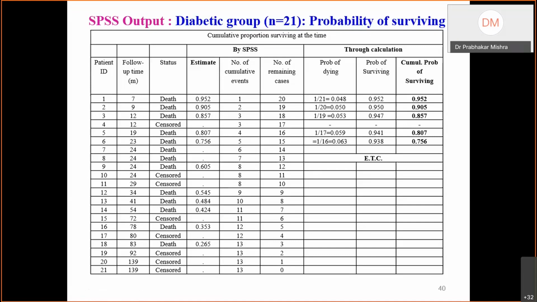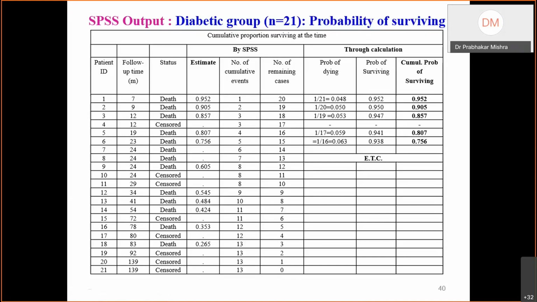It means that earlier one patient died, now this another patient died. So out of 21, earlier one died, it means remaining 20. Again one died, it is remaining 19. So here out of the remaining patients, 1 by 20 is 0.05. It means in this particular group, the probability of death is 0.05. Remaining probability is 1 minus 0.05, which is 0.95.